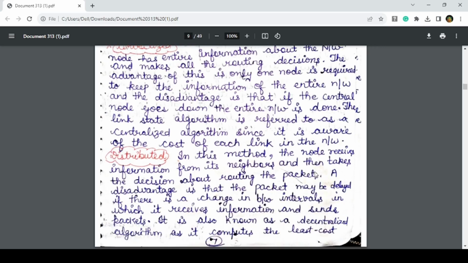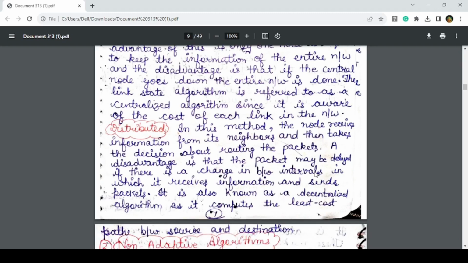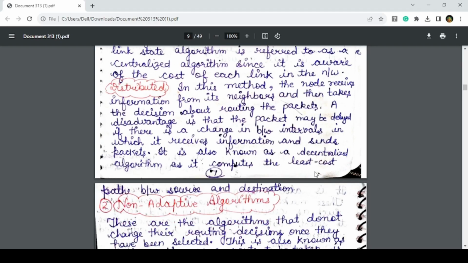Distributed. In this method, the node receives information from its neighbors, and then takes the decision about routing the packets. A disadvantage of this distributed method is that a packet may be delayed if there is a change between the intervals in which it receives information and it sends the packets. It is also known as the decentralized algorithm, and it calculates the least cost path between the source and destination.